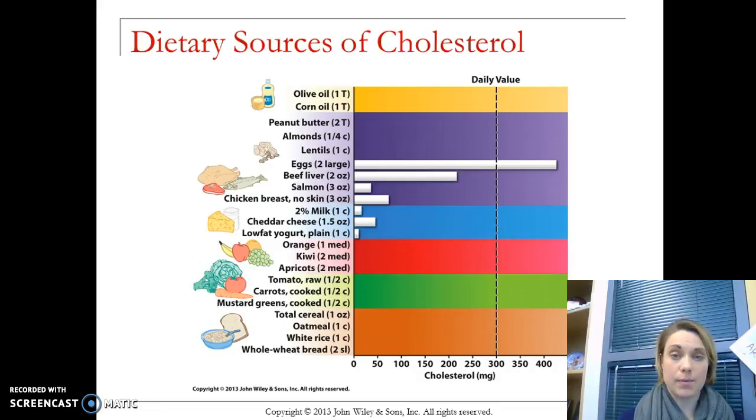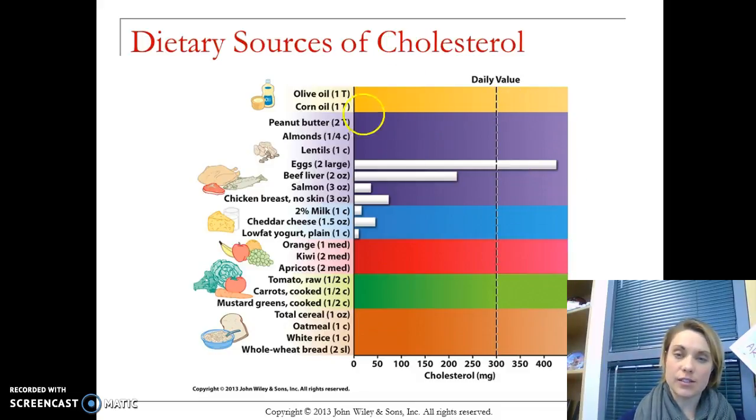Cholesterol is another type of lipid. Sterols are a whole class of lipids. We have some sterols in our body. Vitamin D is a sterol. Different hormones such as estrogen, progesterone, and testosterone are sterols. And then we have dietary cholesterol. This is not an essential nutrient, but it is part of the diet.